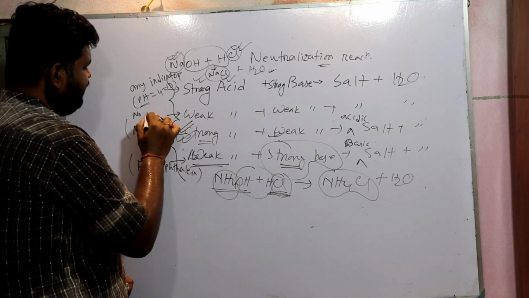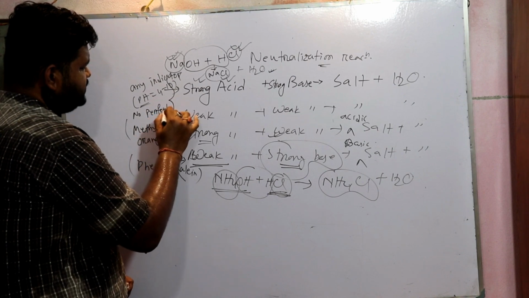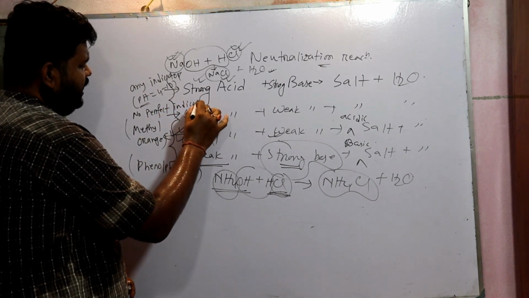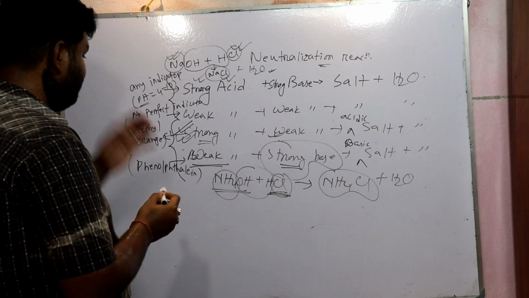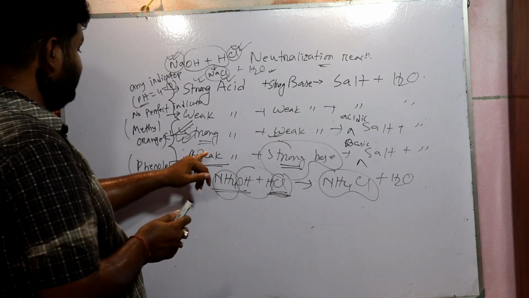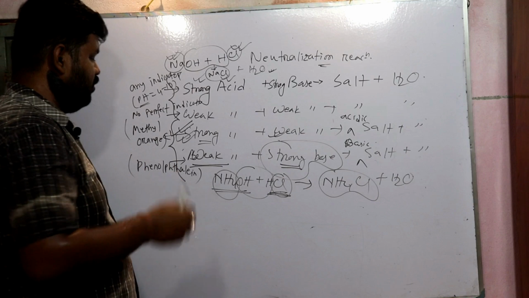No perfect indicator is used. And in case of strong acid and weak base, it is methyl orange, and in case of weak acid and strong base, phenolphthalein indicator is there.